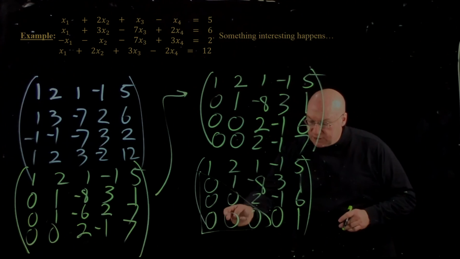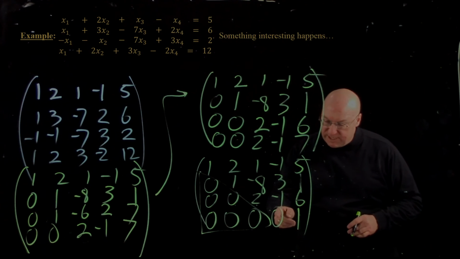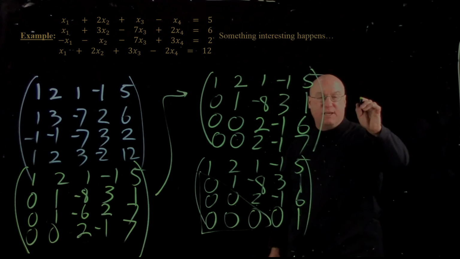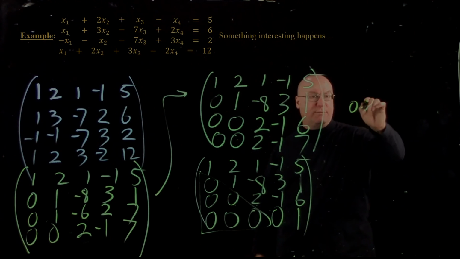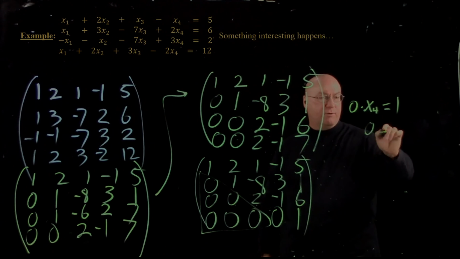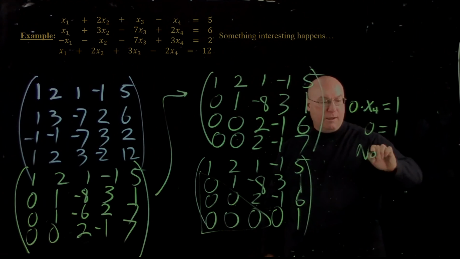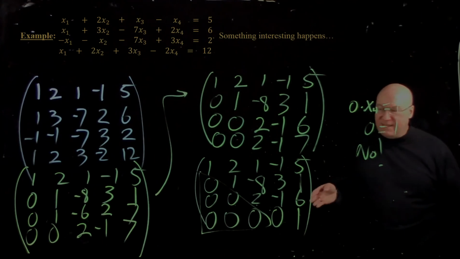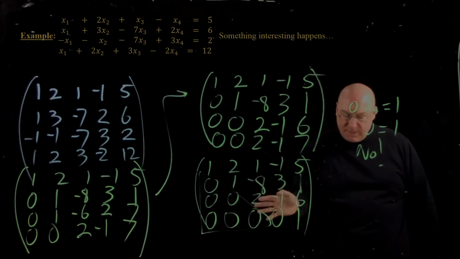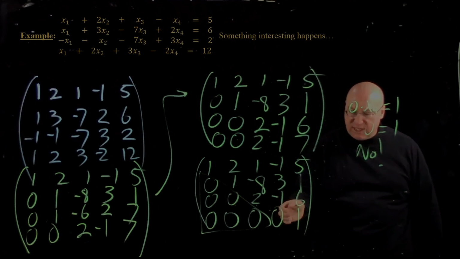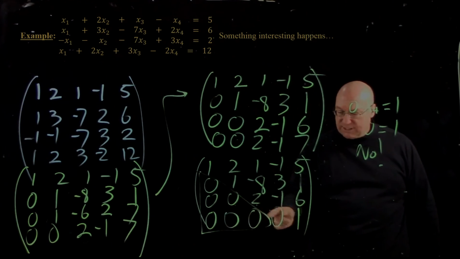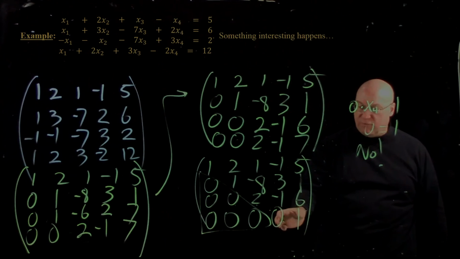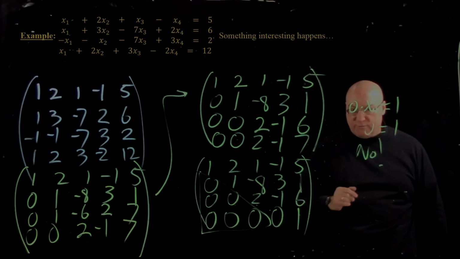Here's my x1 column, here's my x2 column, here's my x3 column, here's my x4 column. So this says that 0 times x4 equals 1, so 0 equals 1. No, all right? I see this system, the system that has this augmented matrix, cannot have a solution because I've arrived at a false equation, right? If it had a solution, 0 would equal 1.